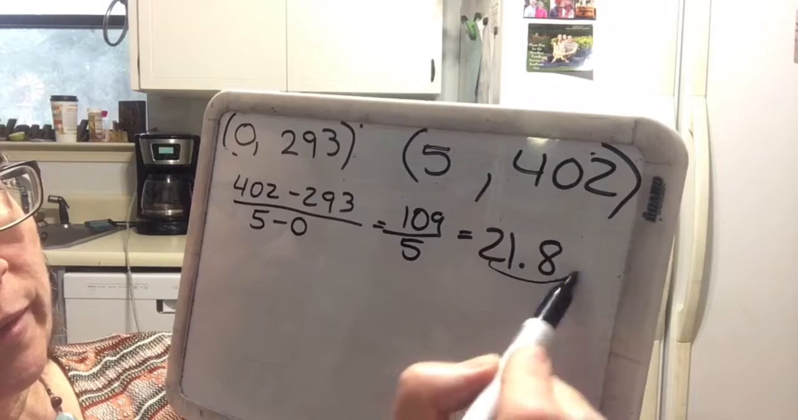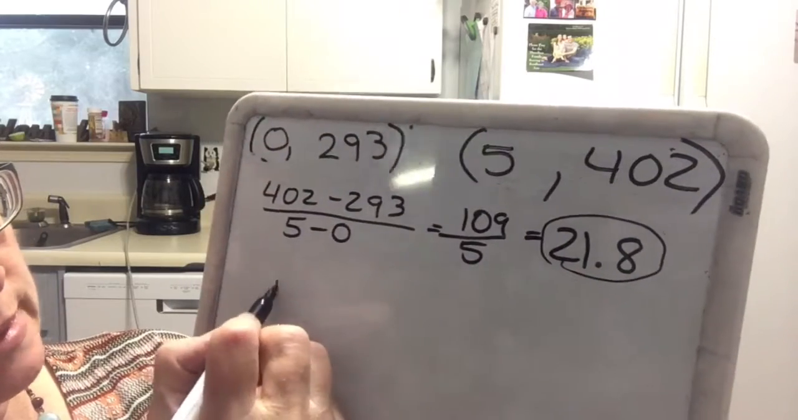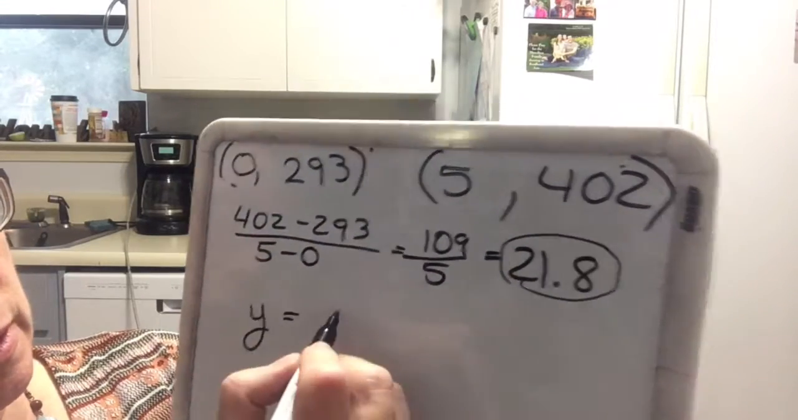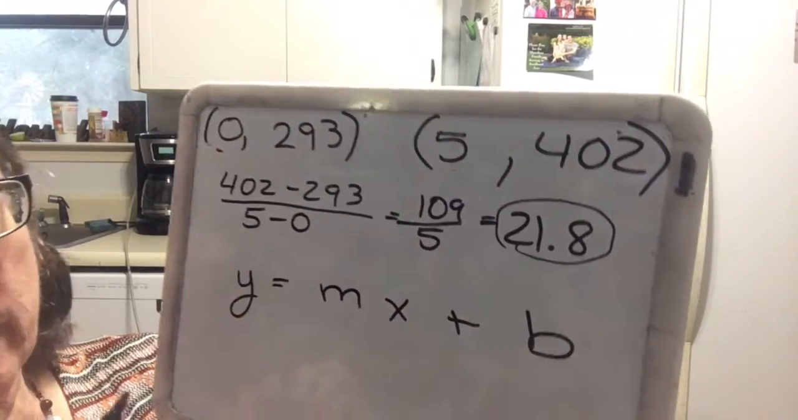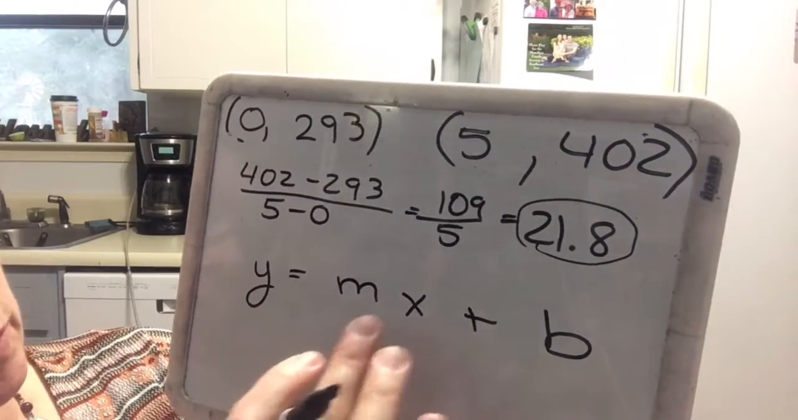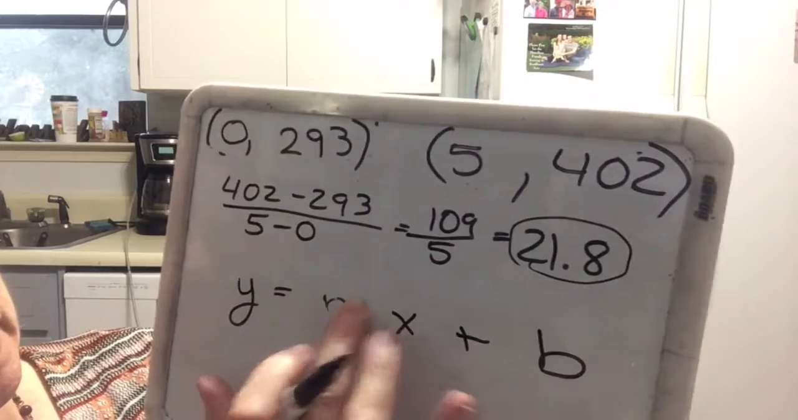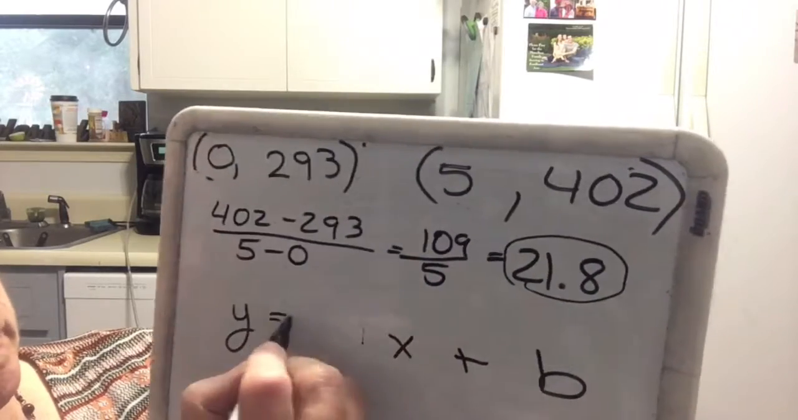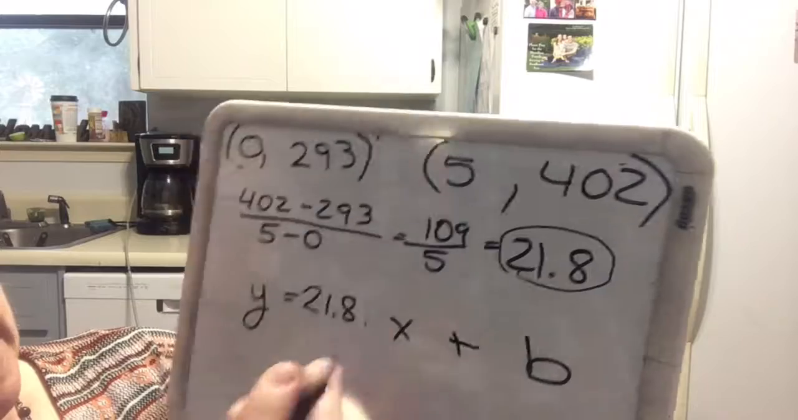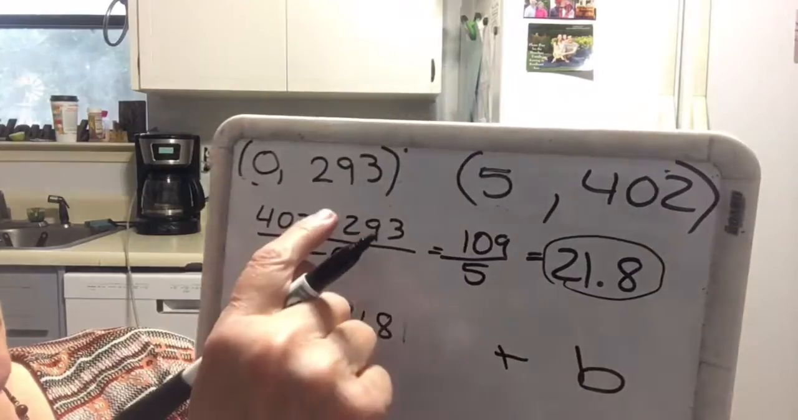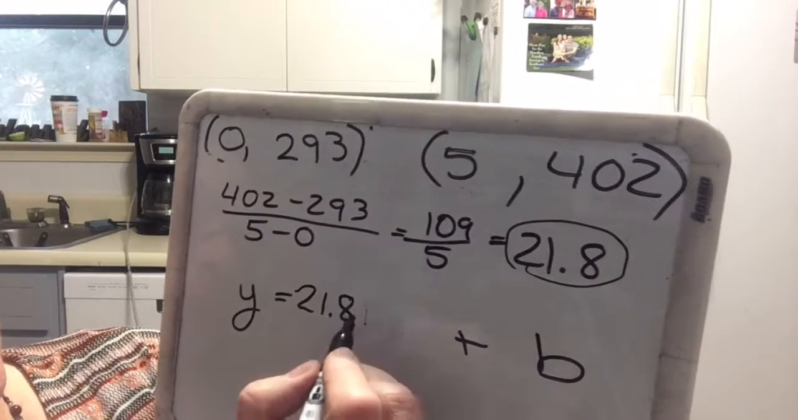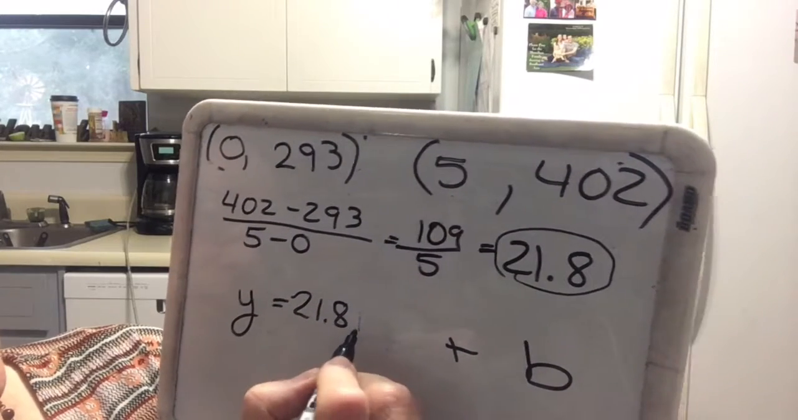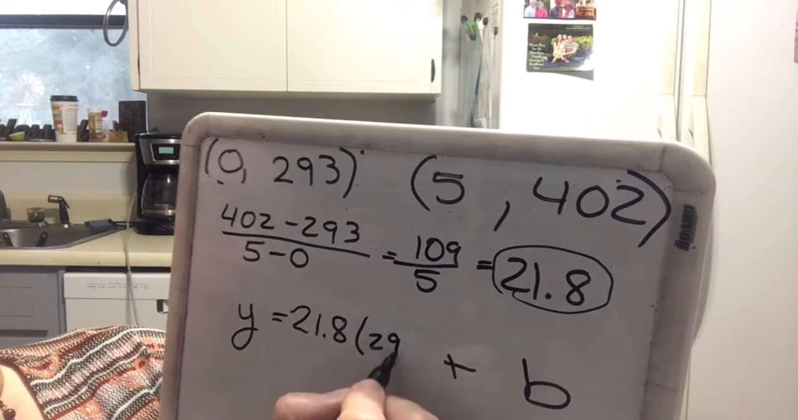So we're going to go with this slope, and so we're going to take y equals mx plus b. I'll do this one with slope-intercept form. And so I'm going to put in my slope, which is going to be 21.8. I'm going to put in my x from this point. I think this point looks a little easier than that one, so we'll put in our x from this point, which is going to be 0.